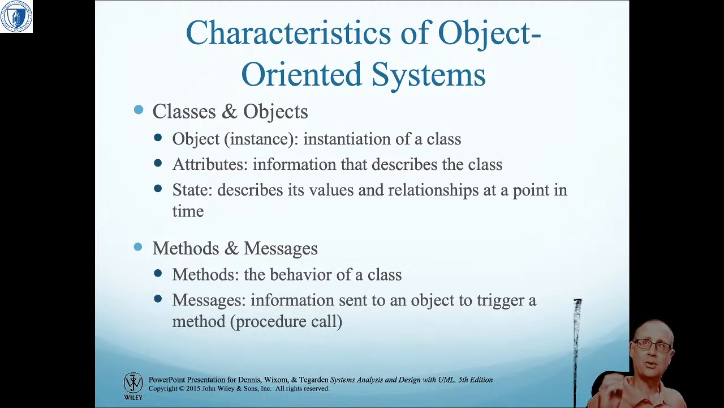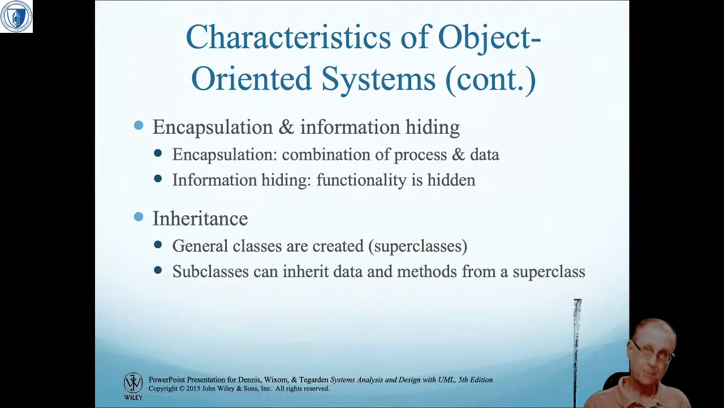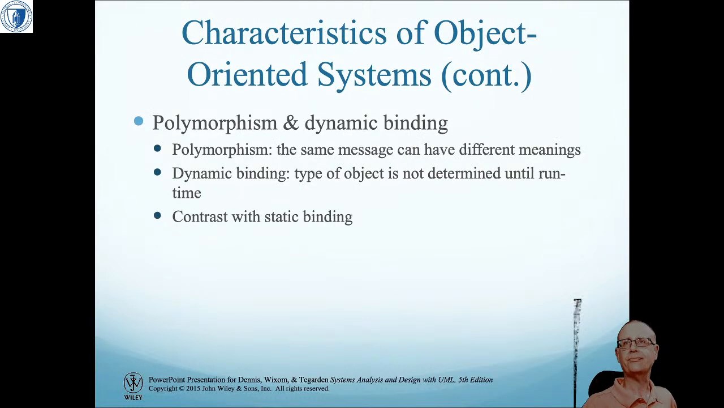So the key pieces of object-oriented systems is we use classes and objects, and we use methods and messages. And you've probably already done lots of programming courses about object-orientedness. But we're going to talk about it from a slightly more abstract viewpoint. Another couple of key pieces: we want to encapsulate and hide information, and we want to inherit behavior sometimes. Not always, but sometimes. And then sometimes it's good to have what's called polymorphism and dynamic binding.